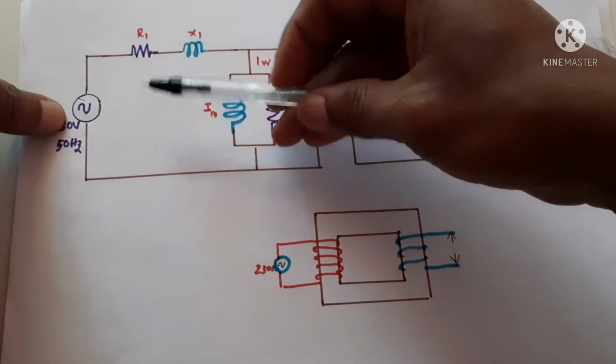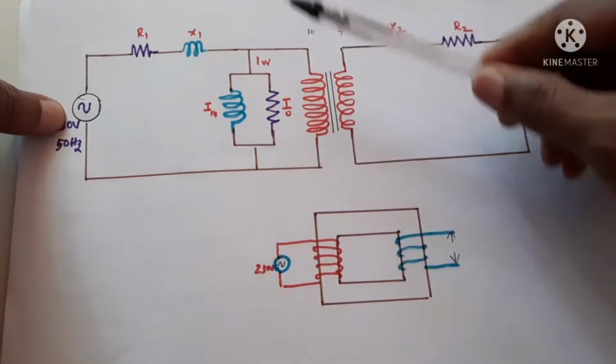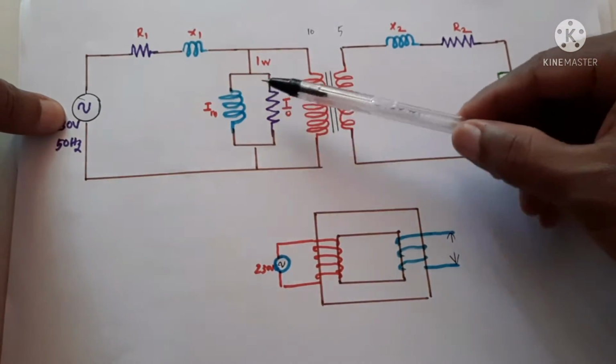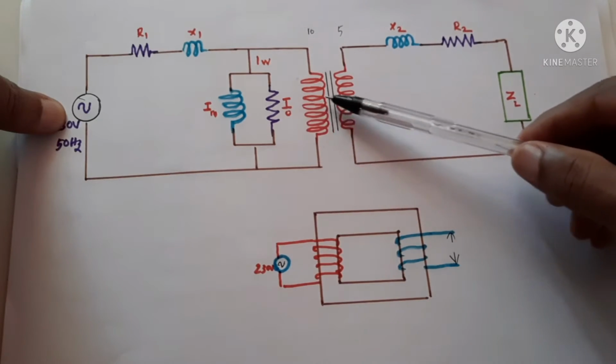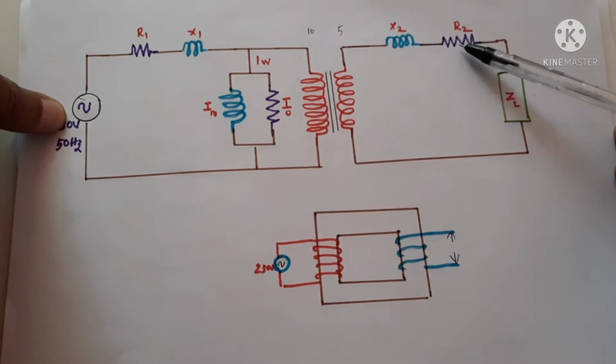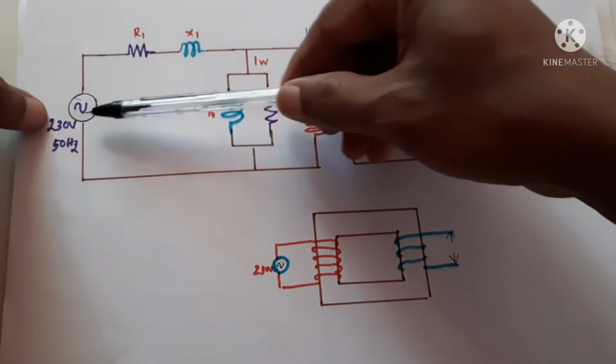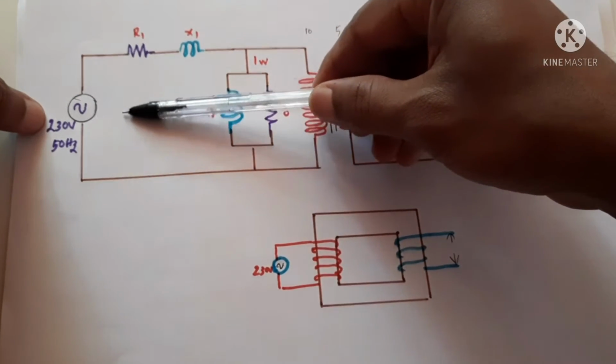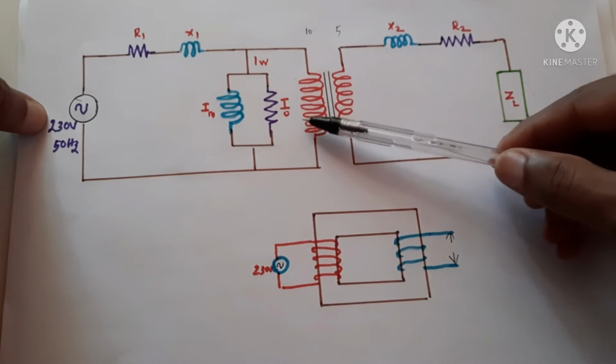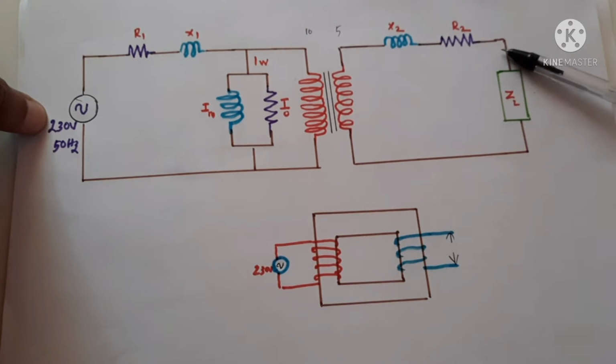So if we apply a 230 volt sine wave, when the positive cycle comes, the flux will increase in one direction, and correspondingly we will get an output voltage. When the input voltage cycle is in the negative direction, the flux changes in the reverse direction, so the voltage at the output is also in the reverse direction.